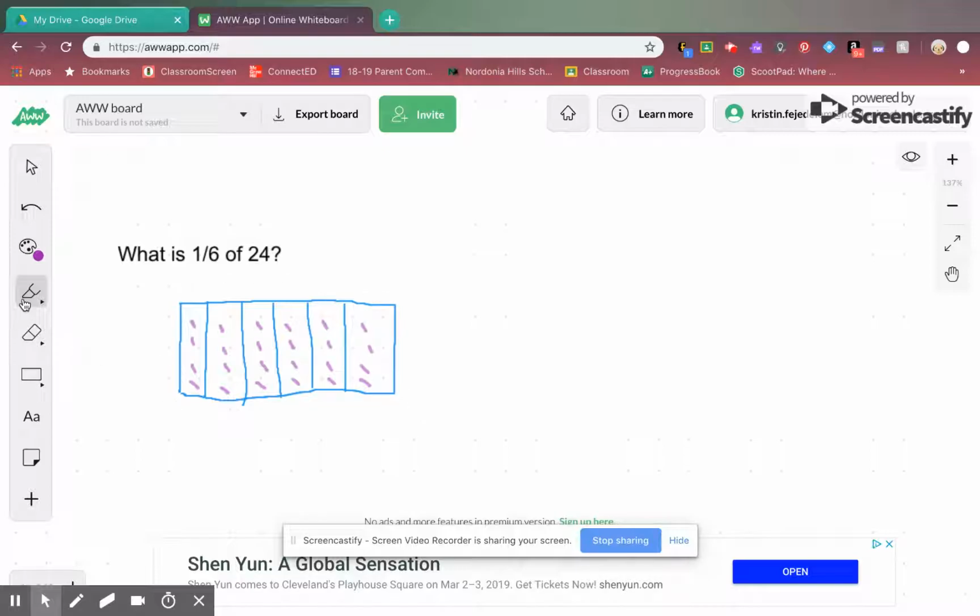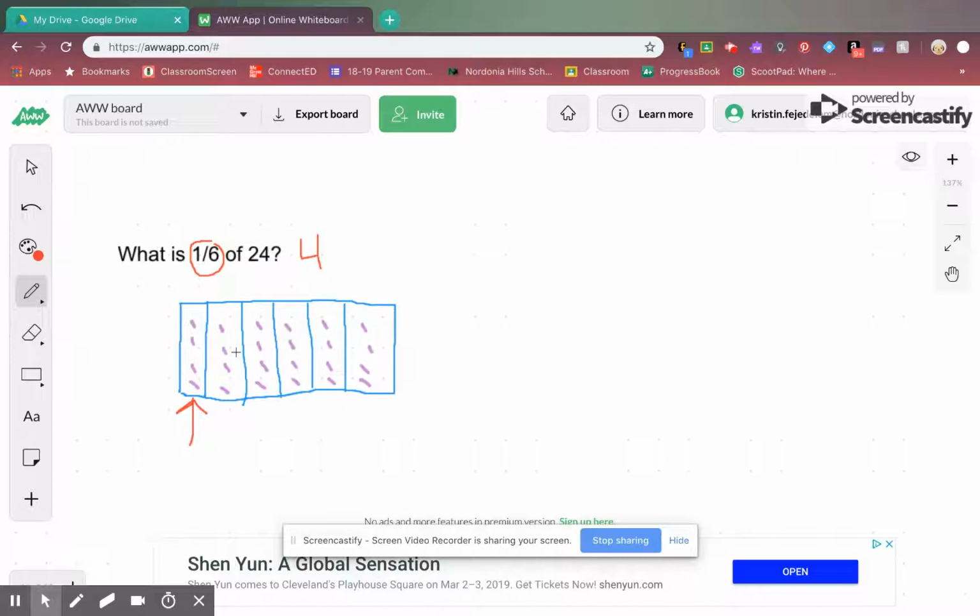But again, I don't want to know how many are in the whole rectangle. I only want to know how many are in 1/6 of that rectangle. So I'm just looking at 1/6 of the rectangle. How many counters are in 1/6 of the rectangle? Right, 4. So 1/6 of 24 is 4.